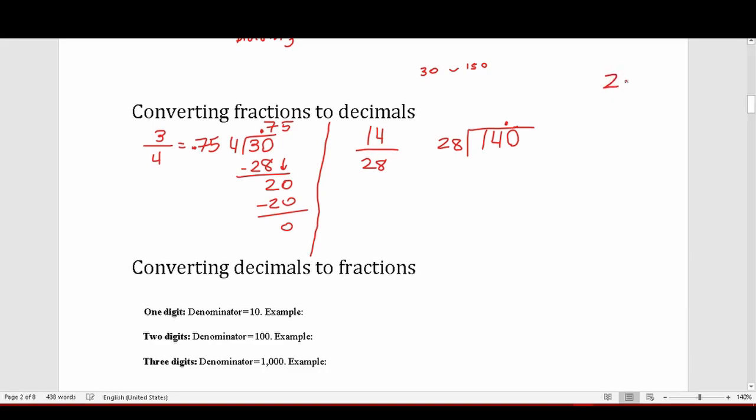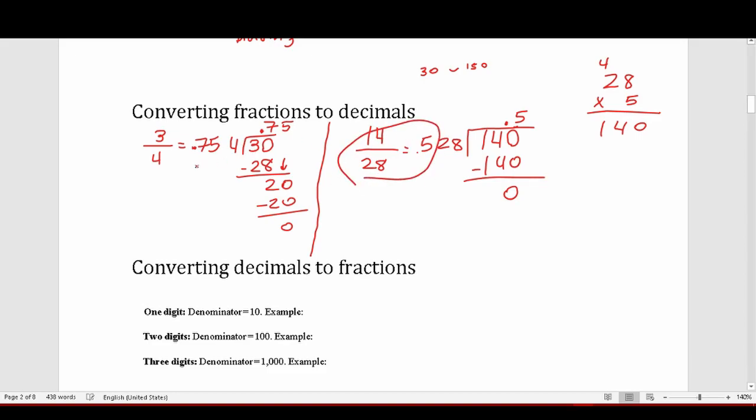So I'm going to work that off to the side. 28 times 5. 8 times 5, of course, is 40. Carry the 4. 2 times 5 is 10, plus 4 is 14. So we can see 28 times 5 will get us 140 with no remainder. So we know 14 over 28 is the equivalent of 0.5 or 1/2.